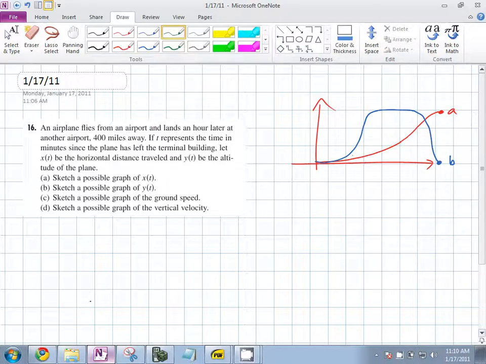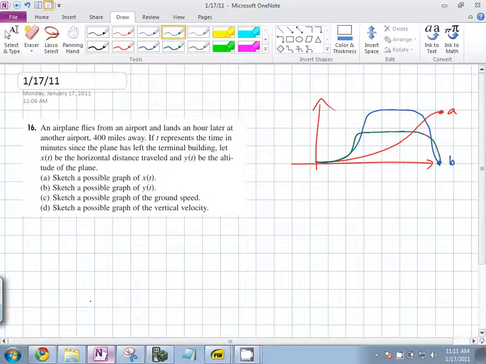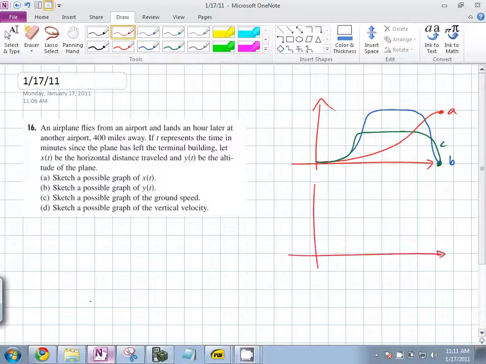So what is this thing going to do for ground speed? It's going to get to a certain speed, stay with it, right? And then go down again. Do you agree? I mean, the curvature might be different, but while it's cruising, it's going to stay the same, and then it's going to slow down. Is that correct? Now, the trickier one, though, is I'm going to draw this one. Definitely D is the trickiest one.